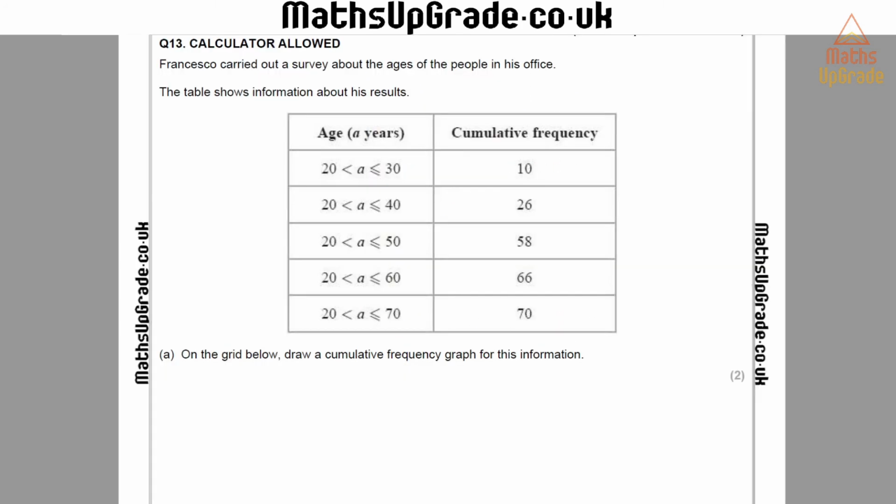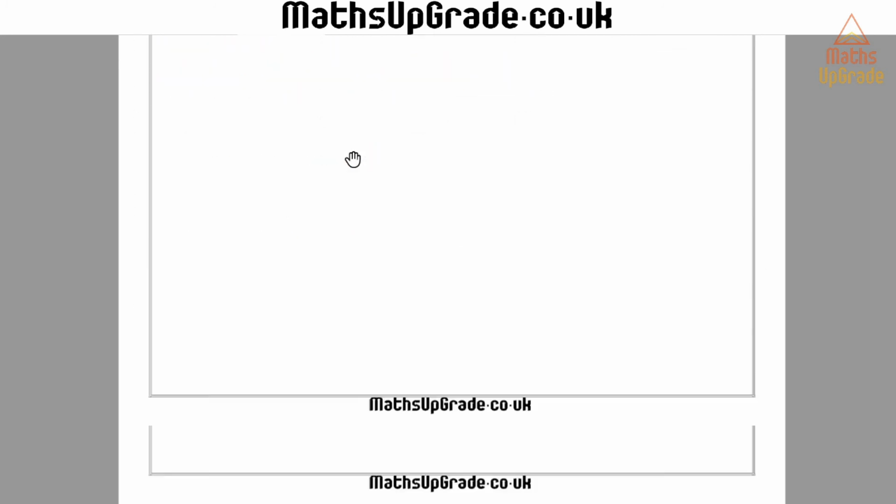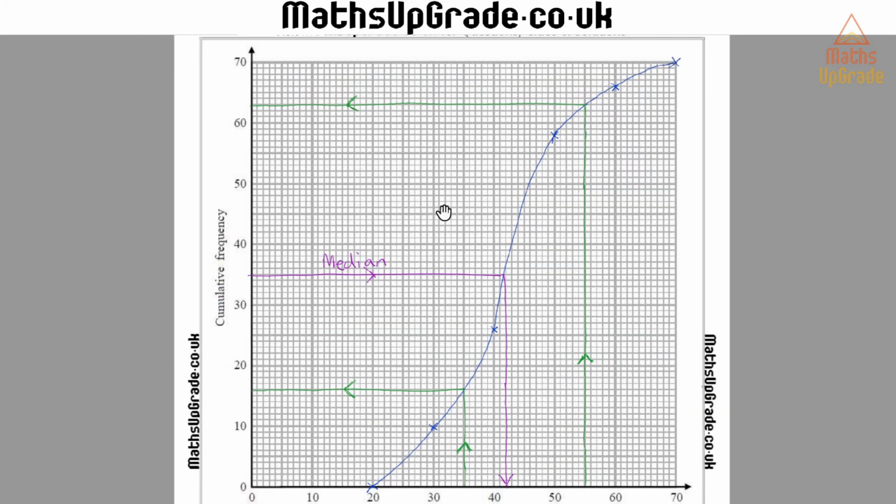In question 13, Francesco carried out a survey about the ages of people in his office. The table shows information about his results. So we need to draw a cumulative frequency graph for that table. So again, we'll plot the cumulative frequency against the upper limit of each group. So 10 would go against 30, 26 against 40, and so on and so forth. So when you do that, you get this graph here.